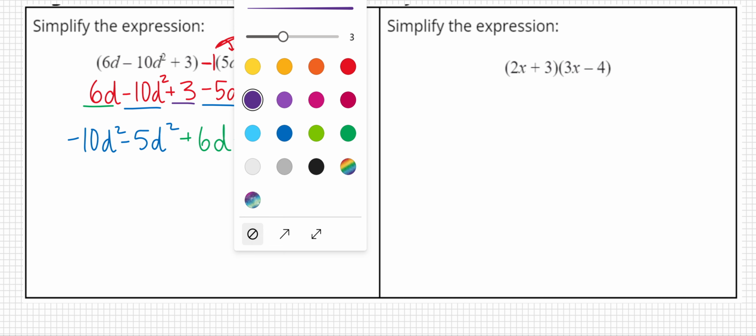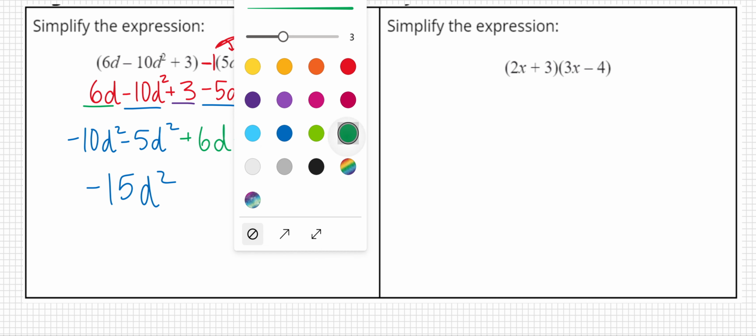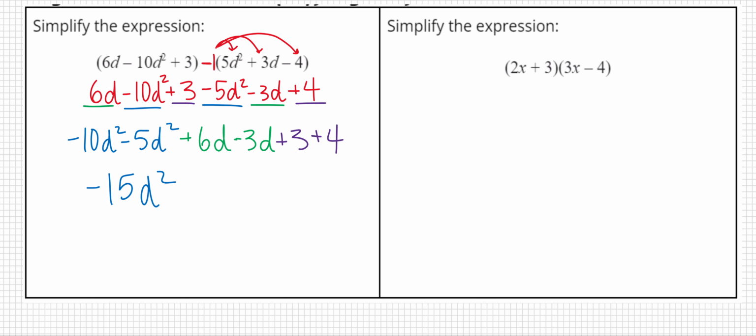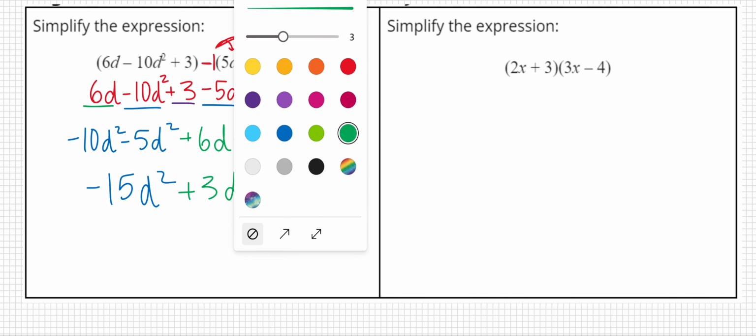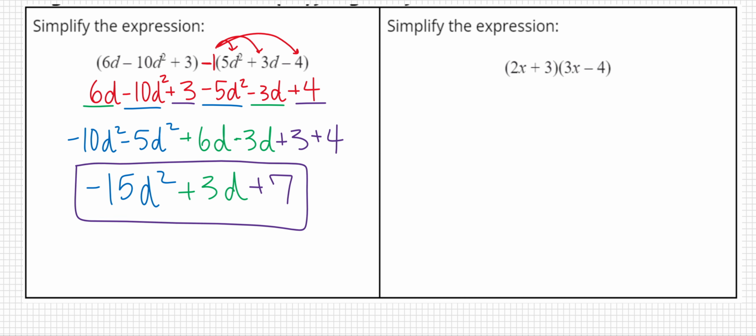Now I can combine like terms. Negative 10d squared minus 5d squared would be a total of negative 15d squared. Then positive 6d minus 3d, so 6 minus 3 is 3, so we have positive 3d. And then 3 plus 4 is 7, so plus 7. And this is my simplified expression. Let's look at the next example.